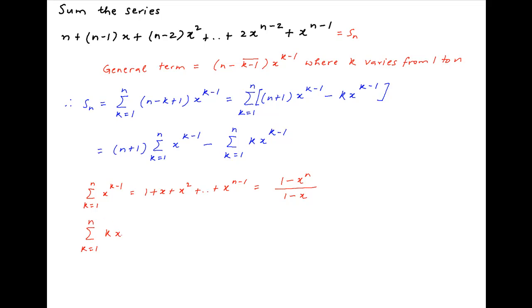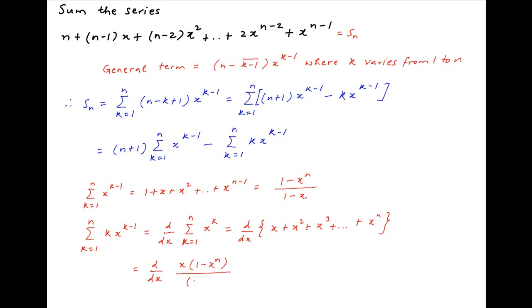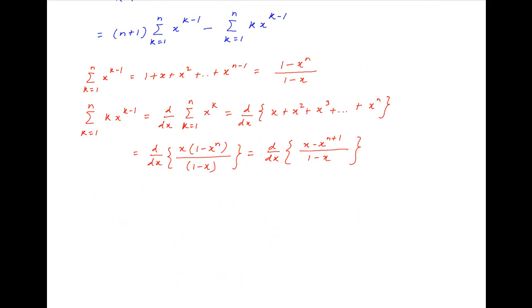Now note that the summation of k times x raised to the power k − 1 is equal to the derivative with respect to x of the summation of x raised to the power k, which is equal to the derivative with respect to x of x + x square + x cube and so on till x raised to the power n. Now notice that the expression inside the brackets is a geometric series which adds up to x times (1 − x raised to the power n) upon (1 − x). And therefore this summation is equal to the derivative with respect to x of (x − x raised to the power n + 1) upon (1 − x).